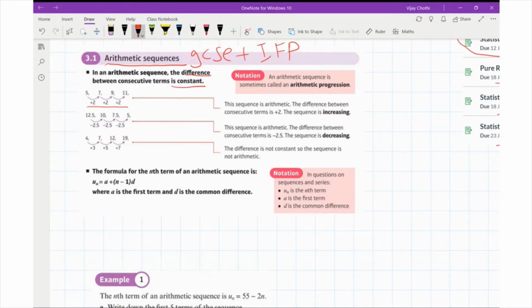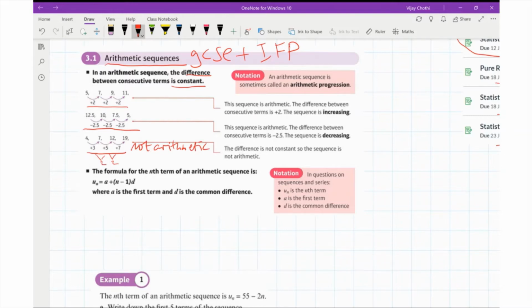This one, 12.5, 10, 7.5, goes down by 2.5. So that's also an arithmetic sequence. This one, the difference is not constant. So this is not an arithmetic sequence. Okay. Actually, the second differences are 2. So maybe if you did GCSE, you will know that's a quadratic sequence, but don't worry about it.